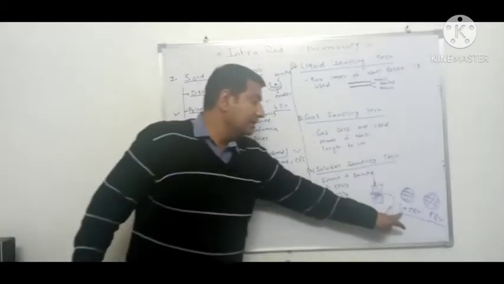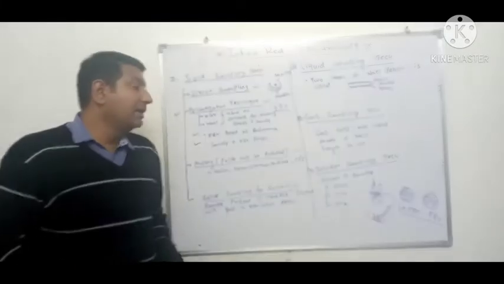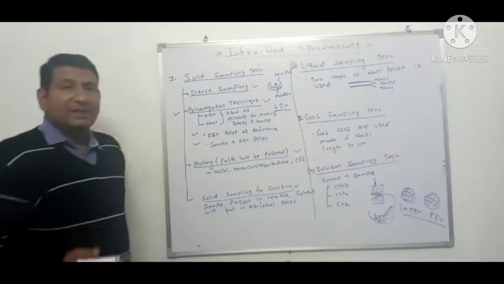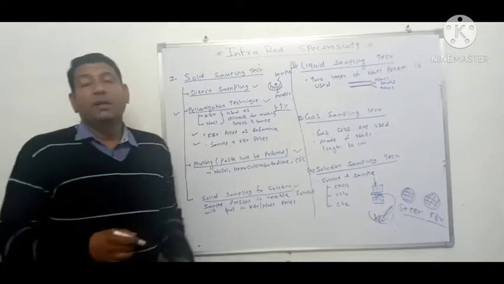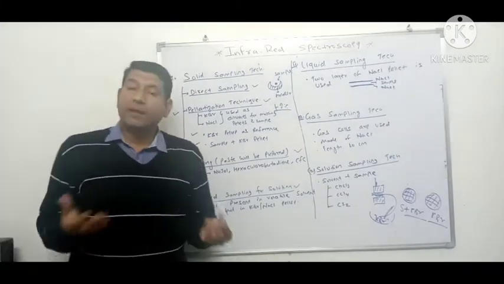So this is our sample plus KBr, and this is our reference pellet which contains only KBr, and the sample pellet contains sample plus KBr. So KBr or NaCl is used in the pelletized technique, and this technique is known as the pelletization technique. The next technique is the mulling technique. Mulling technique is a very common technique.